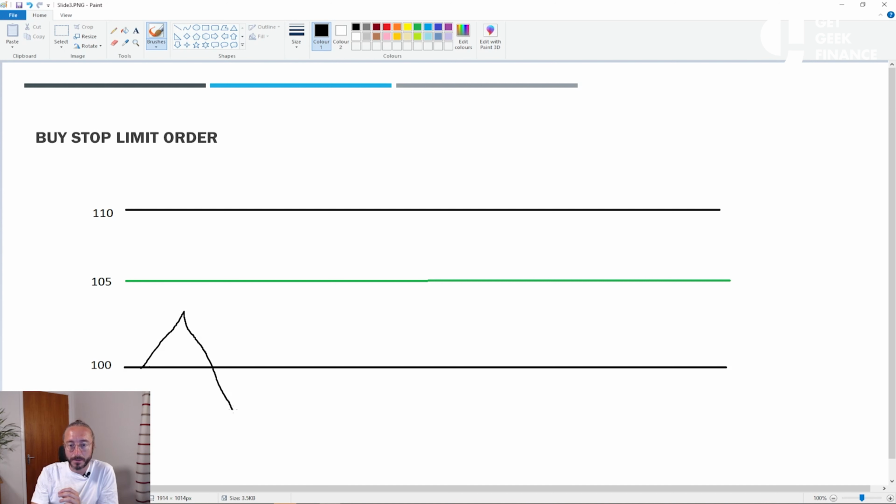So for example, it could be going up and down like this, and then eventually we know that this is trending upwards, and then it hits our stop price of 110. We don't want to buy at 110, but then it comes back down, and when it hits 105, our limit order executes.